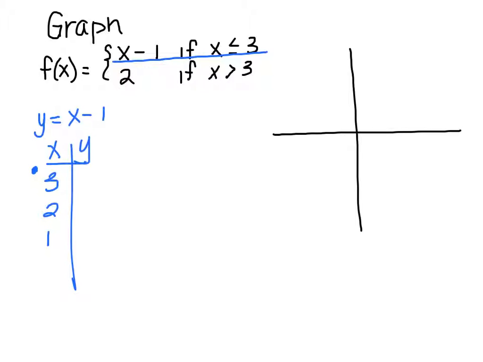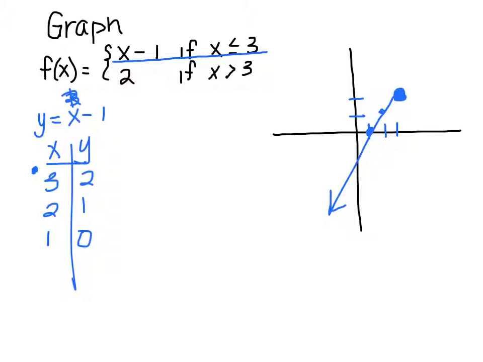Then when I plug in a 3 here, 3 minus 1 is 2. Then when I plug in a 2 there, 2 minus 1 is 1. Then when I plug in a 1 there, 1 minus 1 is 0. So I'm going to graph only that part of the piecewise function. So at 3, 2, I'm going to start with a closed circle. At 2, 1, at 1, 0. Now that I see my pattern, I'm going to continue my graph from there. So I start at the 3 on the x, and it continues.